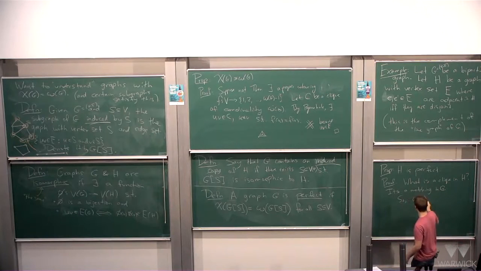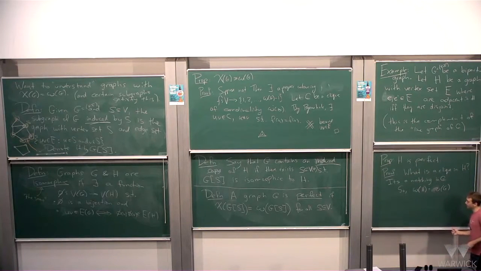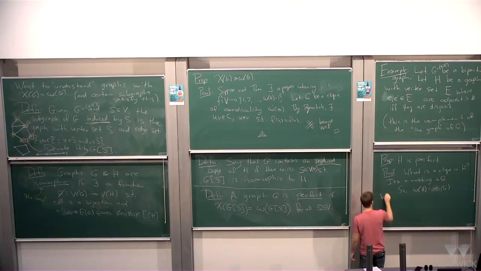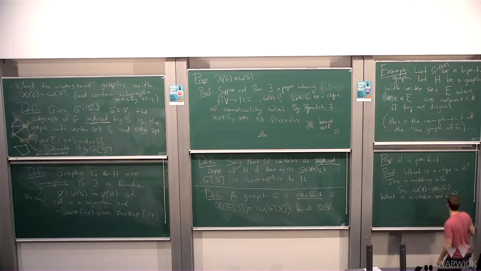So omega of H is nothing more than nu of G, where you might remember this is the notation to mean the cardinality of the biggest matching. And now we have to think of, what is a stable set in H? Well, it's the opposite of a clique. So it's a bunch of edges of G which pairwise intersect.